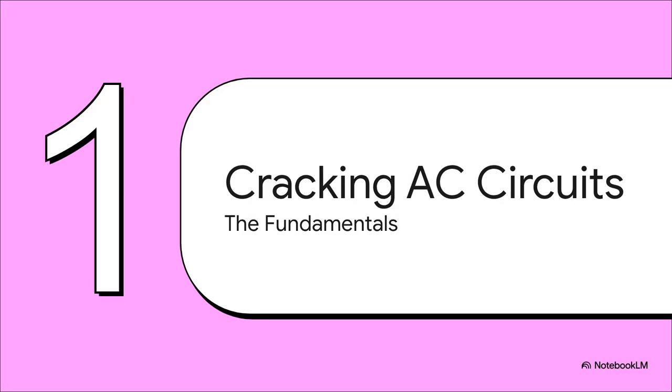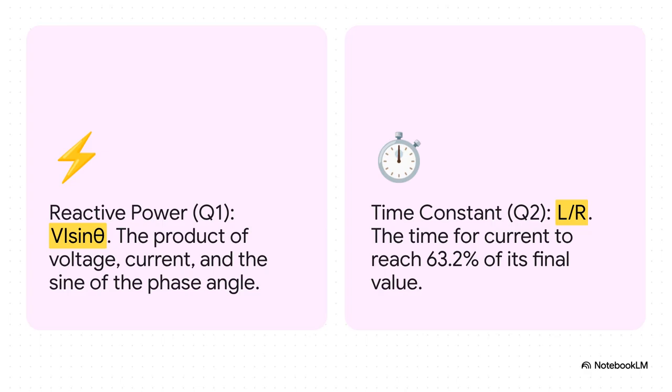First up, let's tackle AC circuits. You know, this is the bread and butter of the exam, and nailing these common question types is absolutely crucial. Okay, the exam loves to test core definitions, so let's lock these two in right now. Reactive power? Just remember, it's the one that uses sine. Got it? Sine. And the time constant for an RL circuit? Super simple ratio, L over R. Boom. Knowing those cold is like getting 2 free points on the board.